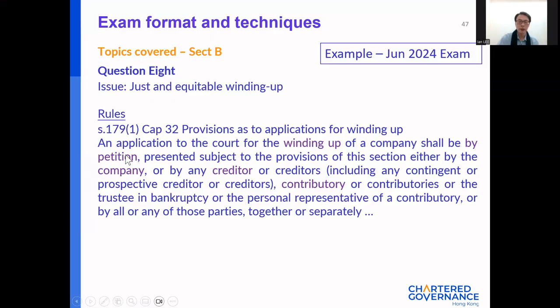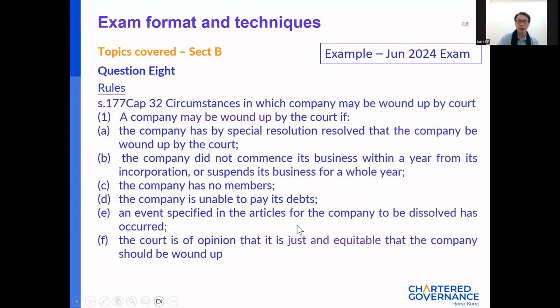Who can submit such a petition? Well, many parties. It can be the company, the creditors, the contributories, many. But if you do submit such a petition, you must have a valid ground to ask the court to wind up the company. So a company may be wound up by the court if the company has by resolution resolved that the company be wound up, did not commence its business or suspended its business for a whole year, has no members, is unable to pay its debts, events specified in the articles occur, or if the court is of the opinion that it is just and equitable that the company should be wound up. So clearly you can see ground 1F most likely is the one relevant to our story.